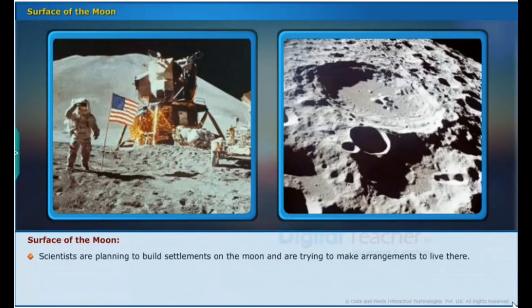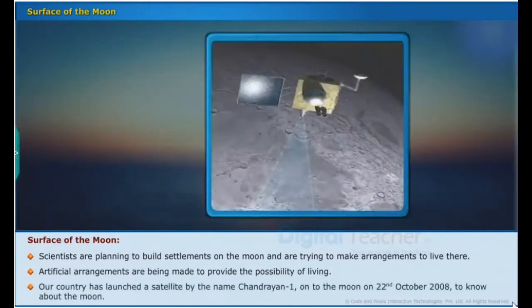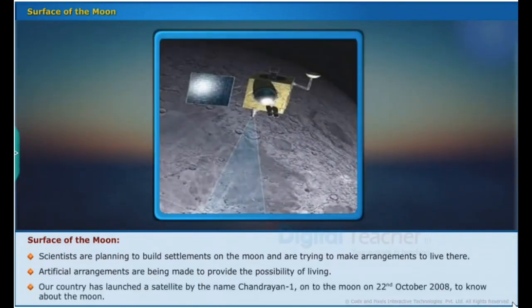Scientists are planning to build settlements on the moon and are trying to make arrangements to live there. Artificial arrangements are being made to provide the possibility of living. Our country launched a satellite by the name Chandrayaan-1 to the moon on 22nd October 2008 to know about the moon.